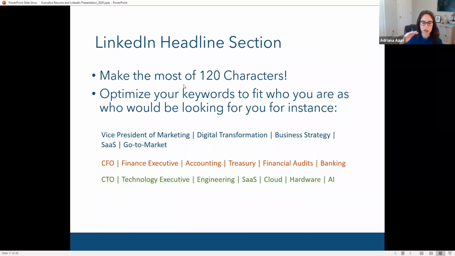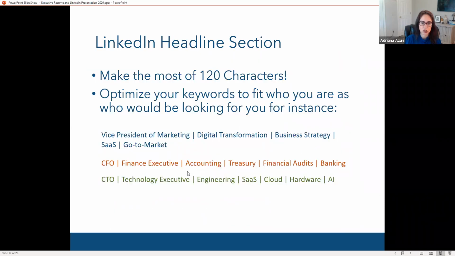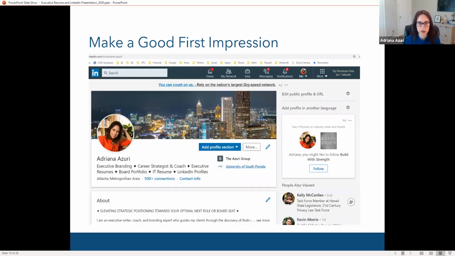If we look back up at that headline, we know that LinkedIn gives you 120 characters in the headline, which is right here. What you want to do is use them as much as you can. Typically what I see people do is write "VP of XYZ at XYZ company." Why you don't want to do that is because the company you work for is already right here at the top, and your education is right here as well.